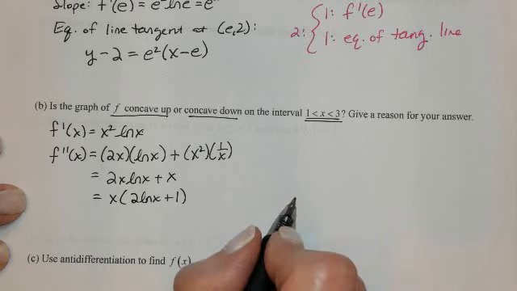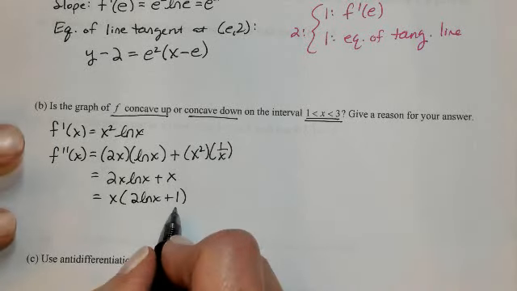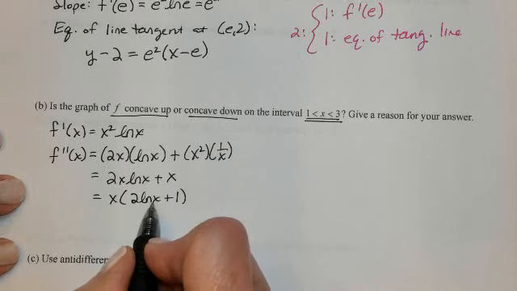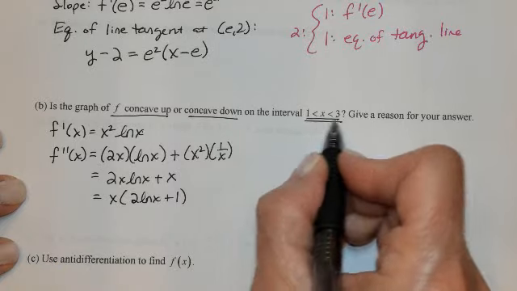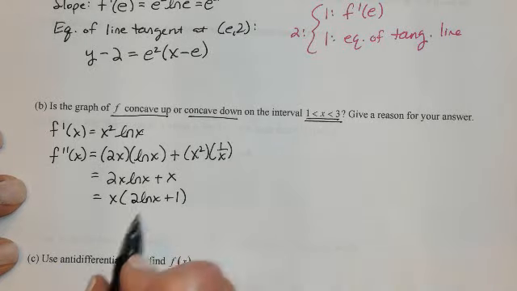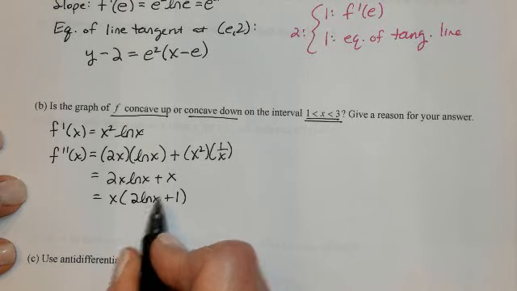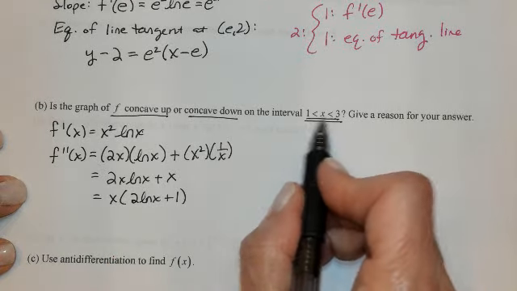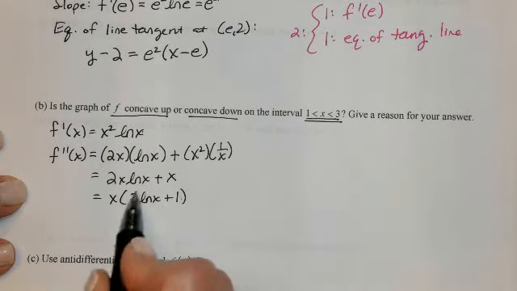So I know just from looking at this, in this interval, ln of 1 is 0. ln of anything bigger than 1 is positive. So right here, if x is bigger than 1, this is going to be positive.